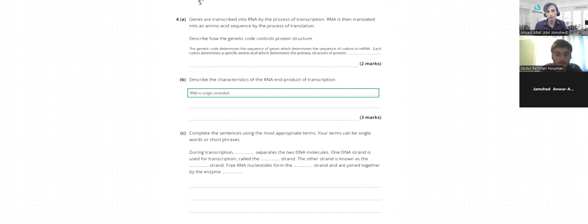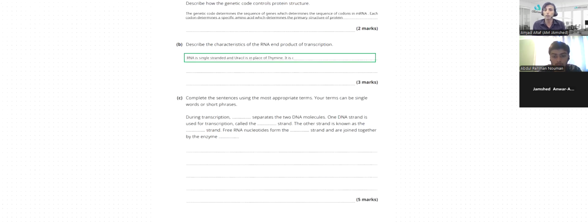I'm writing in sentence form. RNA is a single strand, and uracil is in place of thymine. Good. And one more thing that you can add here is complementarity, as we know. That's the important characteristic. It is a complementary copy of DNA. That's not the exact copy. Copy means an exact replica, but that's not the case. It's a complementary copy of the DNA template strand.